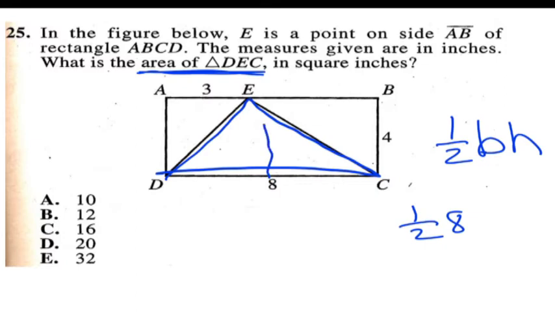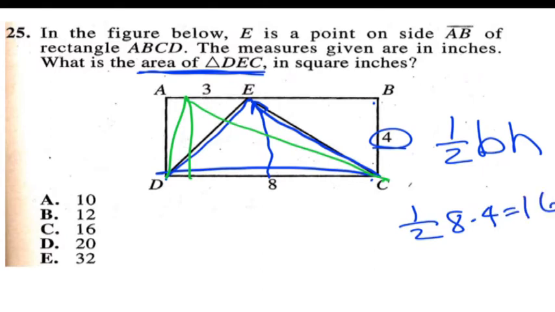My height, well, I don't see it directly, and then I quickly glance over here, and it tells me that side length is 4. So it doesn't matter where this point is. I could have had this point going over like that. It's still 4 from here to here, which is my height. So in this case, we have 1/2 of 8 times 4. Half of 32, 8 times 4 is 32, is 16, making C the answer to 25.